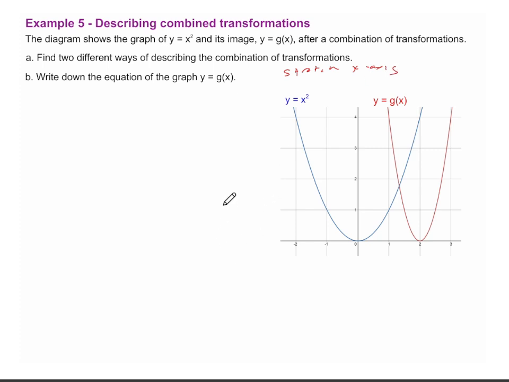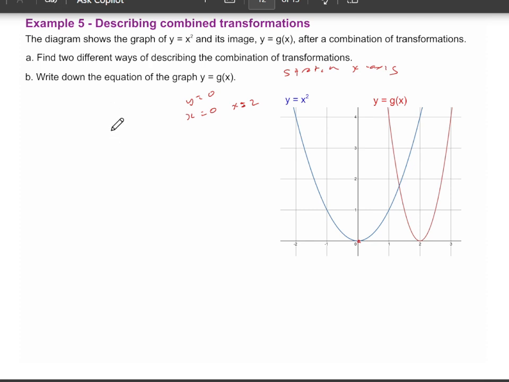Now, how do we know it's a translation? Is because we can take any y value. Let's just take y equals to 0, right? And we check the original x, and the x here is going to be 0. Then what we see at the end is that in the new transformed, the x has now become 2. And therefore, that means there has been a translation as well, right?